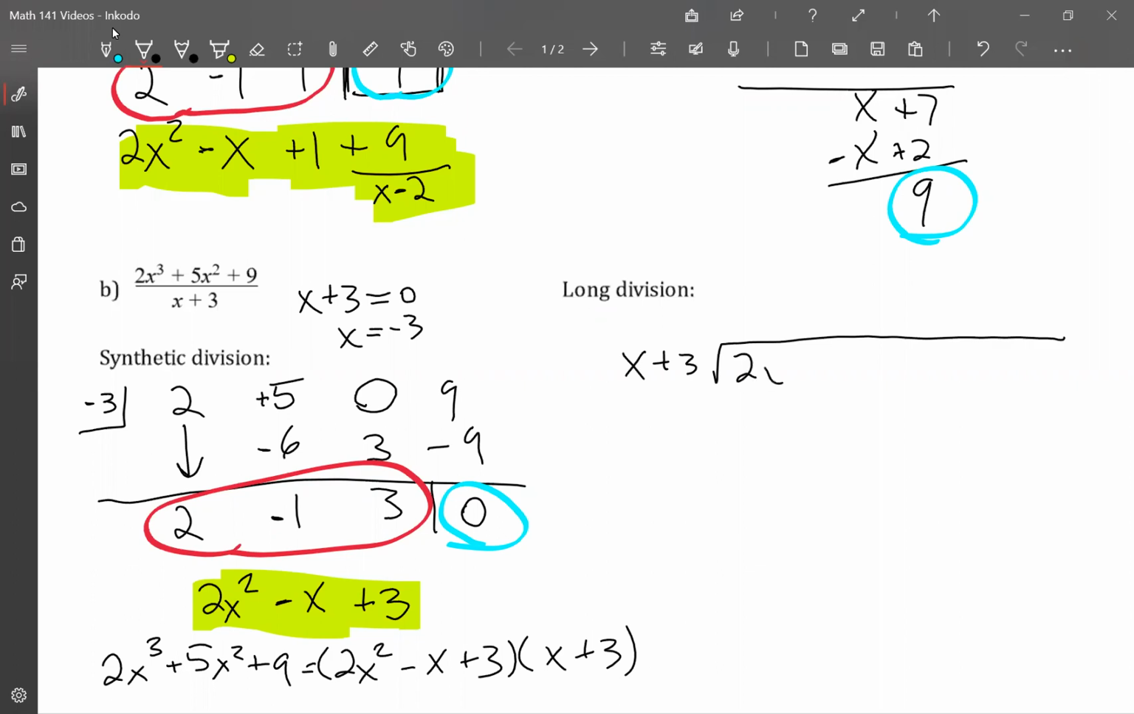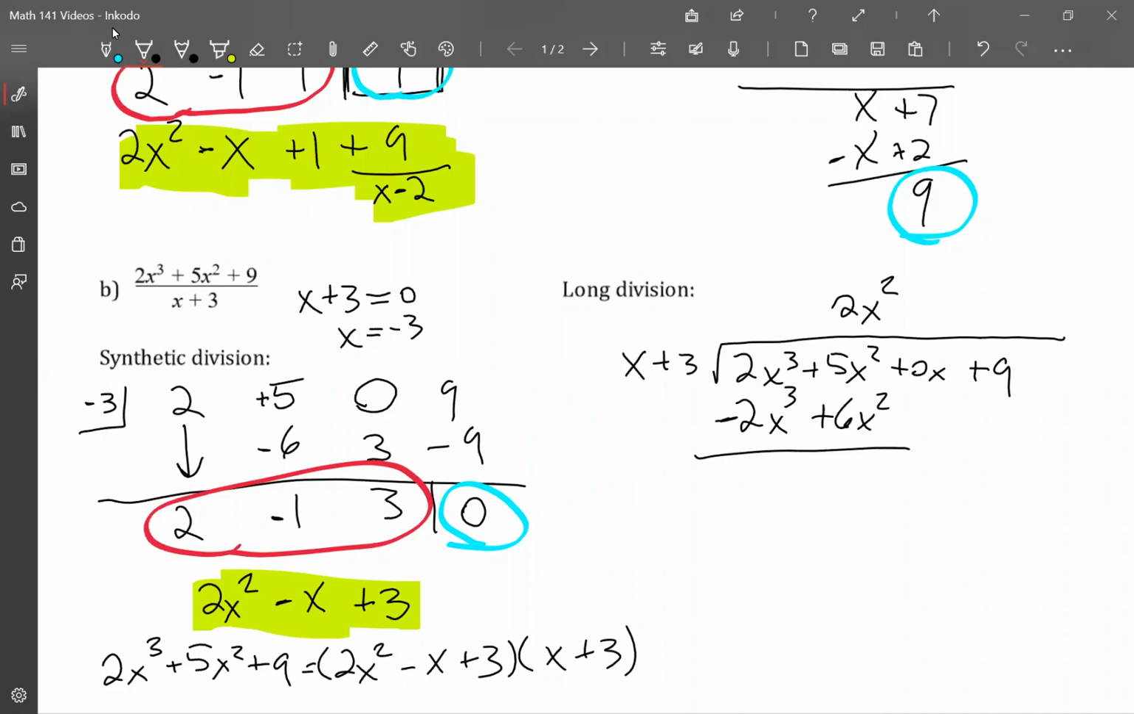We have 2x cubed plus 5x squared plus 0x. So again, that placeholder that we need, plus 9. So what do we multiply x by to get 2x cubed? Multiply by 2x squared. Multiply 2x squared times that binomial. 2x squared times x is 2x cubed. 2x squared times 3 is positive 6x squared.